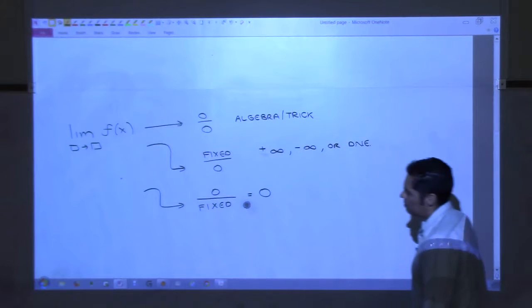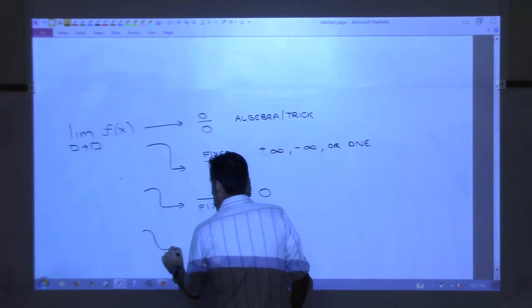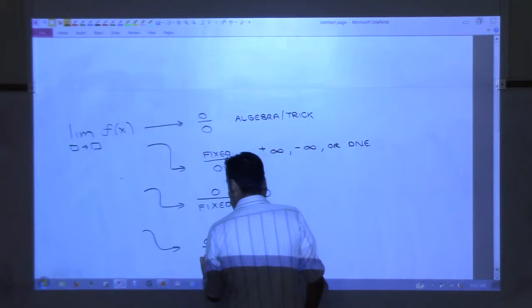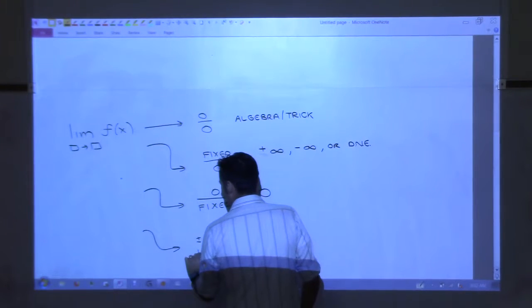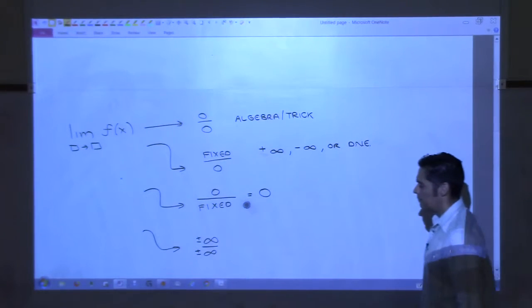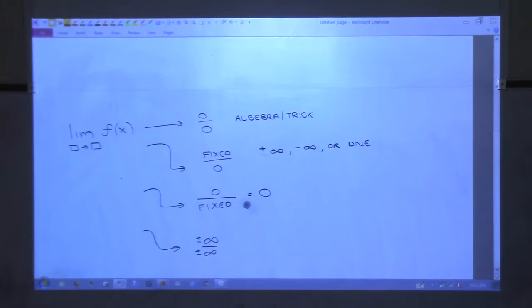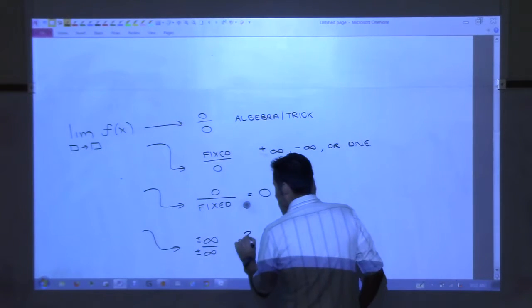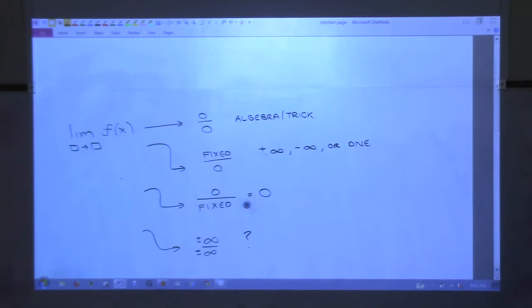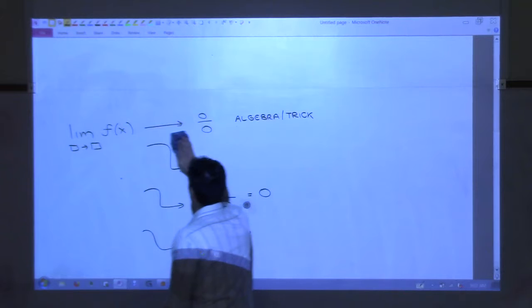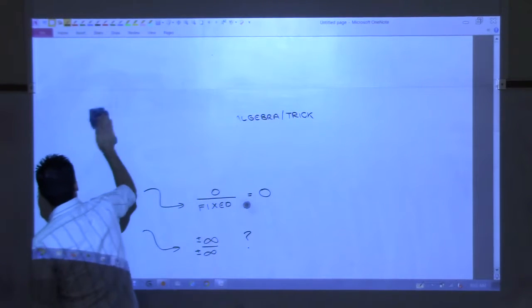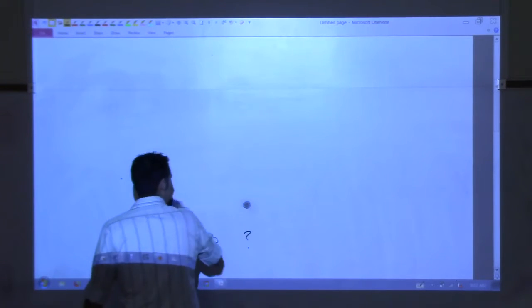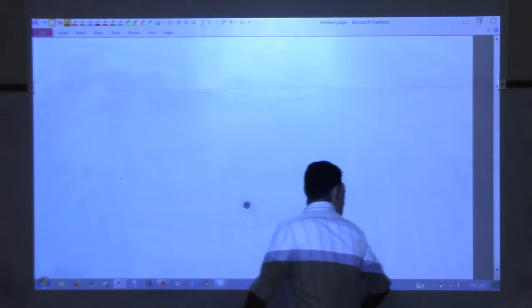All right, and then what we stopped at last time was when we got infinity over infinity. It can be positive or negative infinity over positive or negative infinity. That's where we were going to go, and that's where we stopped. So this is today. This is the question: how do we deal with that? Before we begin that, we need to establish a very important property of power functions.